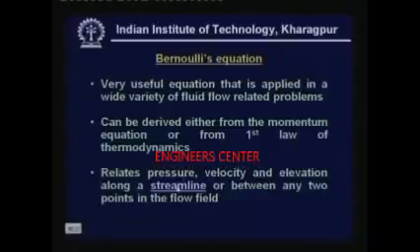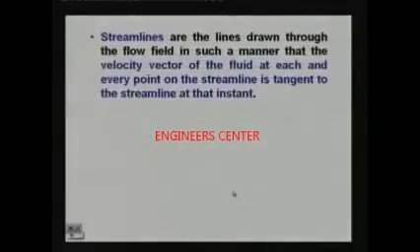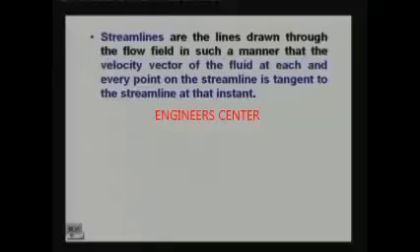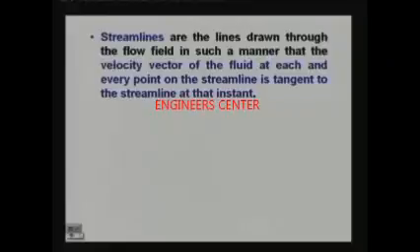Now I am sure that you have studied about streamlines in fluid mechanics, but let me just give the definition of streamlines. Streamlines are the lines drawn through the flow field in such a manner that the velocity vector of the fluid at each and every point on the streamline is tangent to the streamline at that instant. That means streamlines are lines drawn through the flow field. If you take a point on the streamline and draw a tangent, that gives the direction of the velocity of the fluid at that point. So this is the basic definition of a streamline.